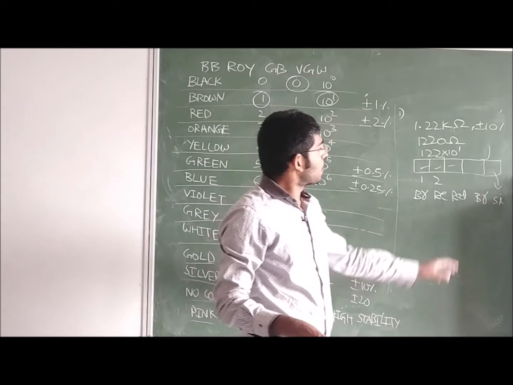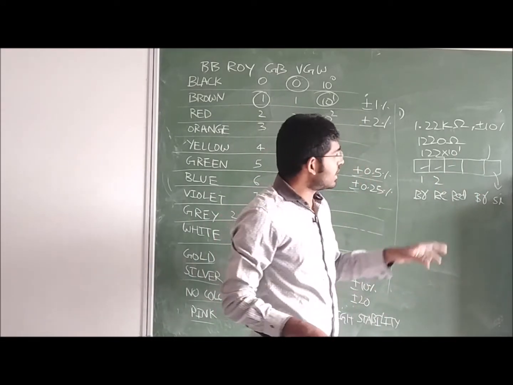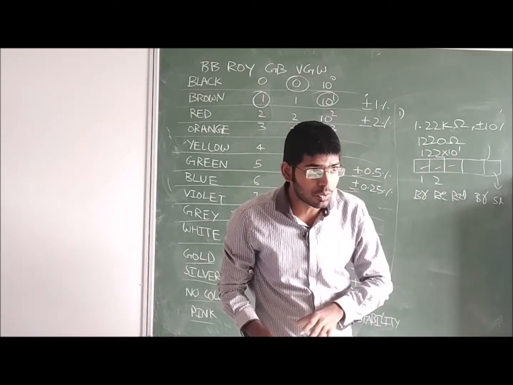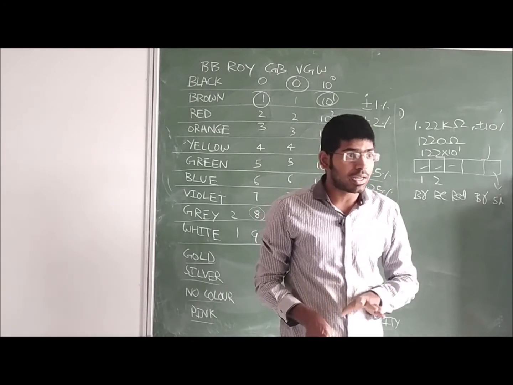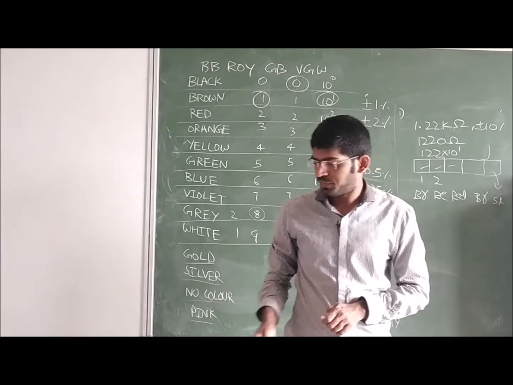Sometimes we also have a 6 color band resistor. In the 6 color band resistor, the first 3 color bands indicate the value, the fourth color band indicates the multiplier, the fifth color band indicates the tolerance, and the sixth color band indicates the temperature coefficient.